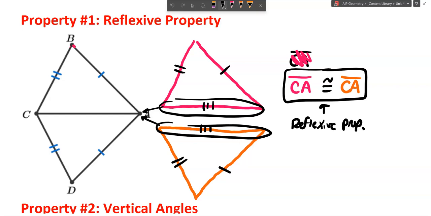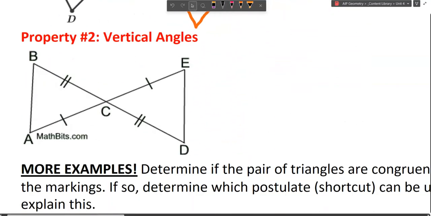Now, the name of this is not as important to me as that we recognize that this third side does exist, and so these 2 triangles are congruent by side, side, side. That's the reflexive property, and the other one is vertical angles.